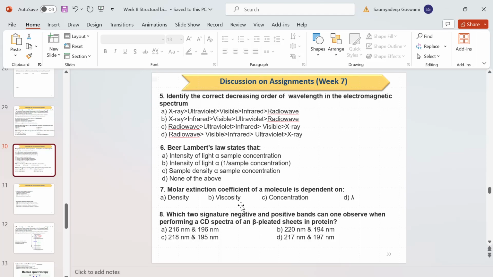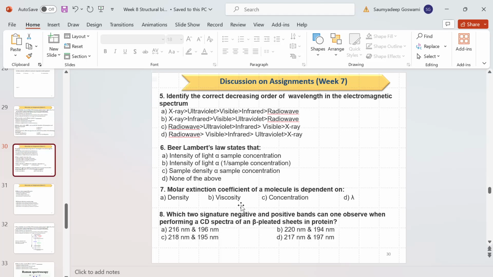This epsilon value, the molar extinction coefficient, is solely dependent on the type of the matter, an intrinsic property of your matter, as well as the wavelength that you are using for that experiment. So it should be lambda, wavelength only. Concentration you cannot say, just the way I explained from A equals epsilon Cl, because absorbance is also varying, right?